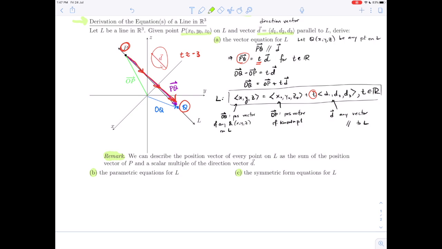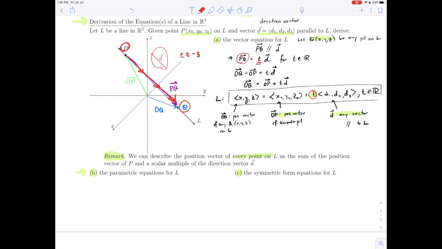We can describe the position vector of every point on L, every point Q was any point that we wanted, as the sum of the position vector of a known point and a scalar multiple of the direction vector. All right, good. So let's go ahead and do the parametric equations for L.